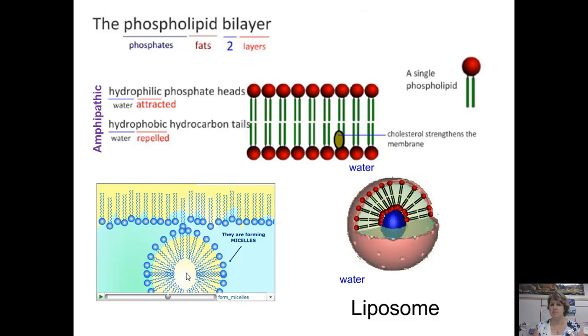If you were to submerge them, not head first, but just drop a whole bunch and submerge them into water kind of willy-nilly, they would form spontaneously into what we call a liposome. And that liposome would be the phospholipid bilayer, and you would be able to see the water on the inside and the water on the outside.